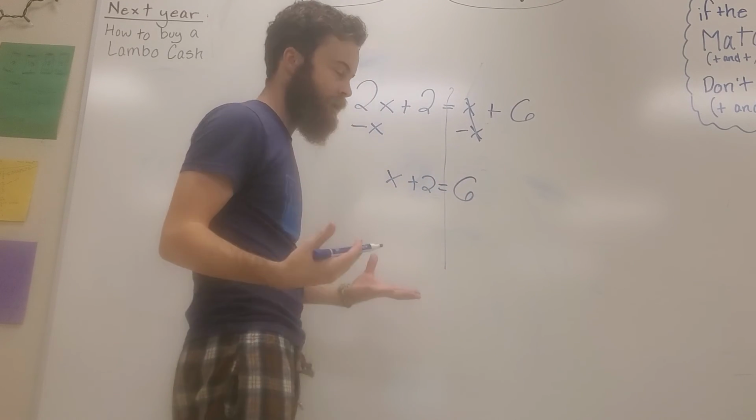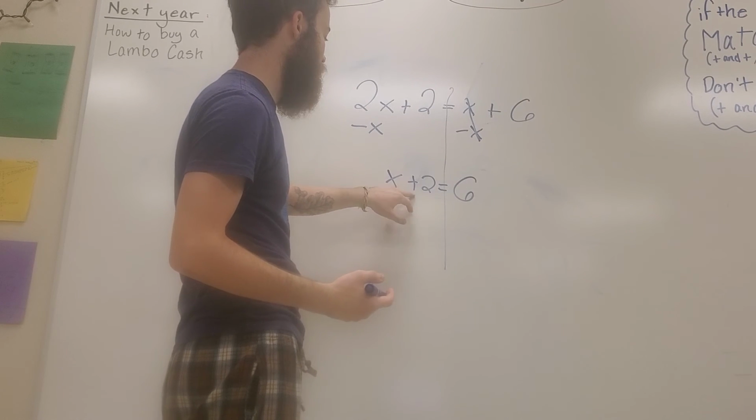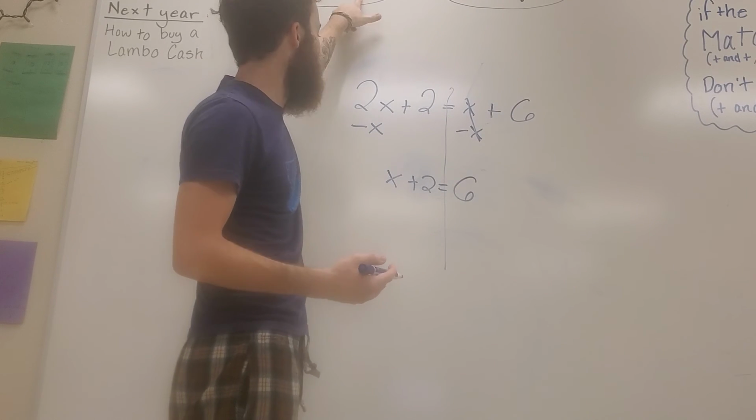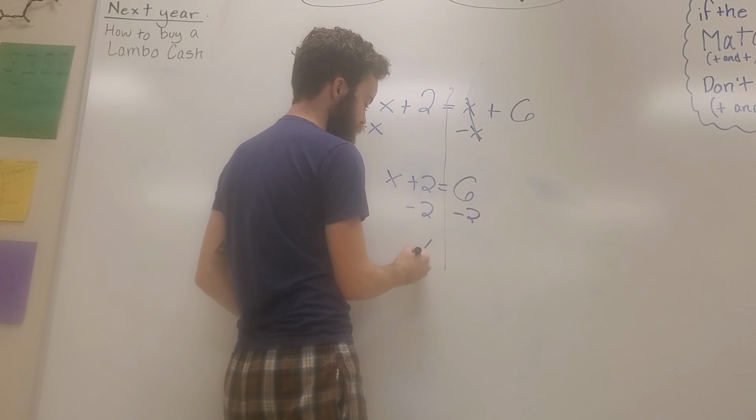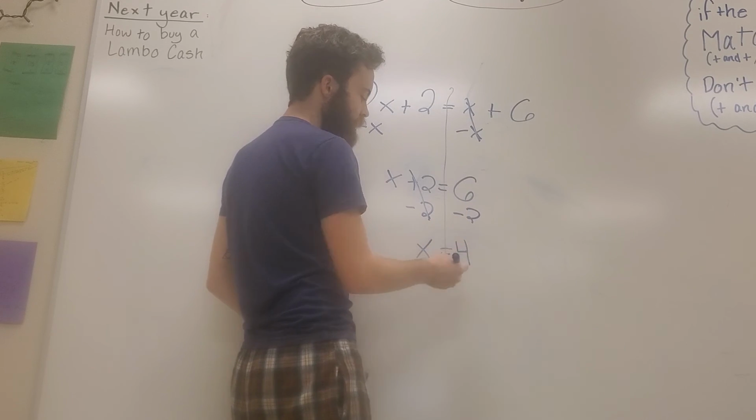Well, now we've been in this place before. We know what to do. So we have addition. We're going to use the opposite, subtraction, minus 2. We'll be left with x equals 4.